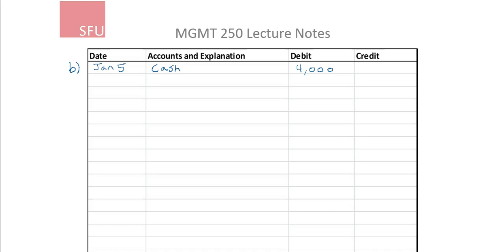And our credit, indented slightly to the right, I'm going to write down bank loan. And we're going to have a credit of $4,000. And a brief description, nothing too fancy. I'm just going to write down secured a bank loan.